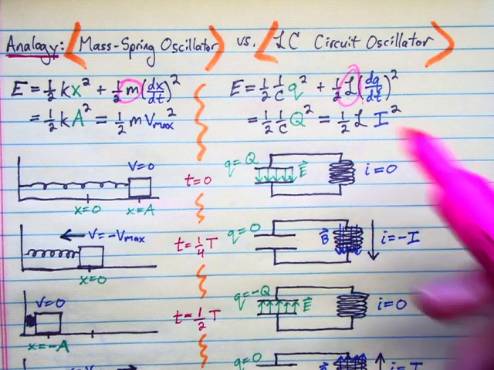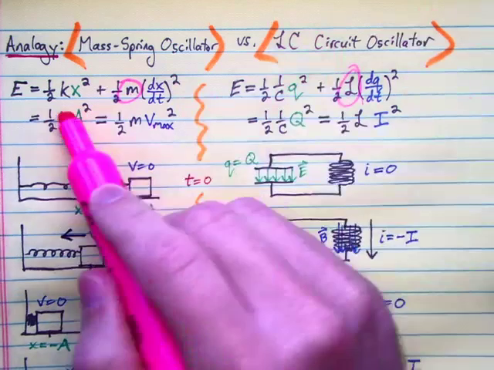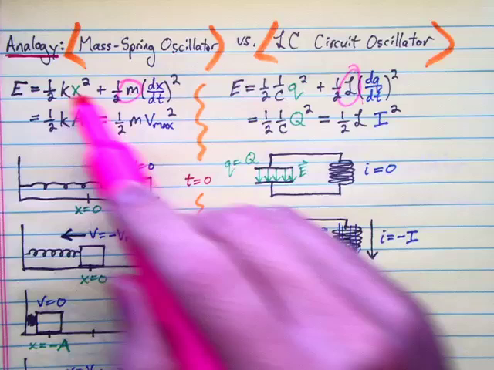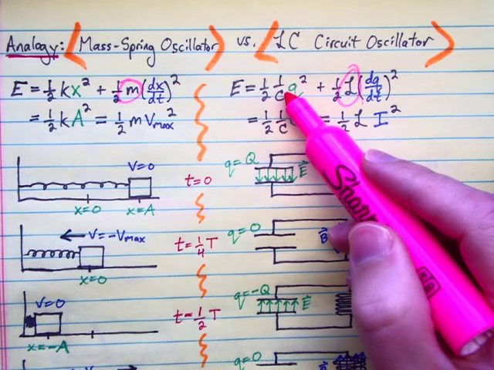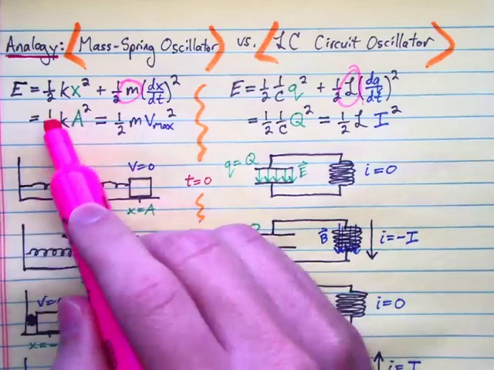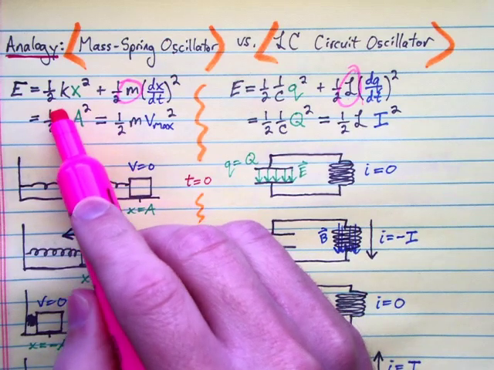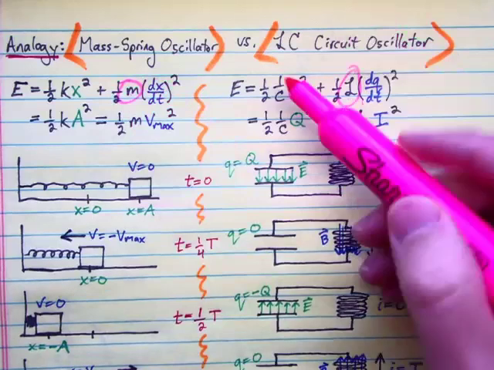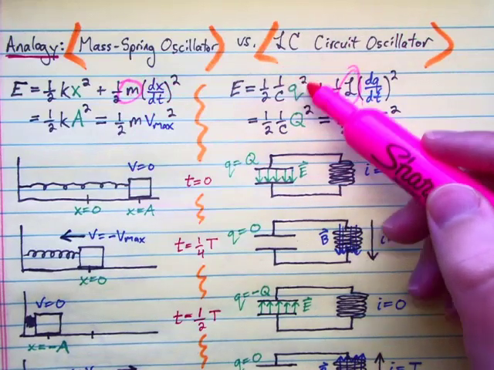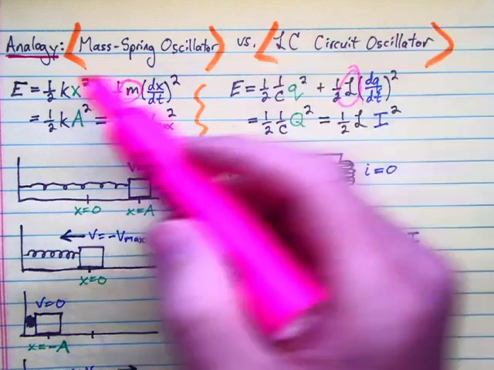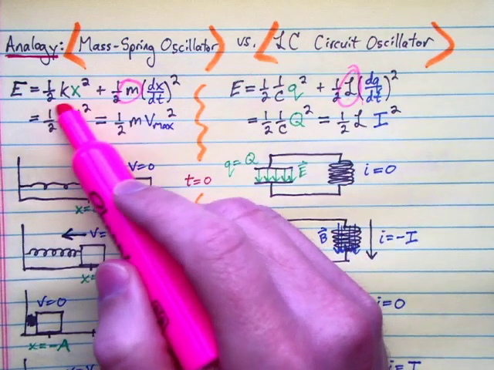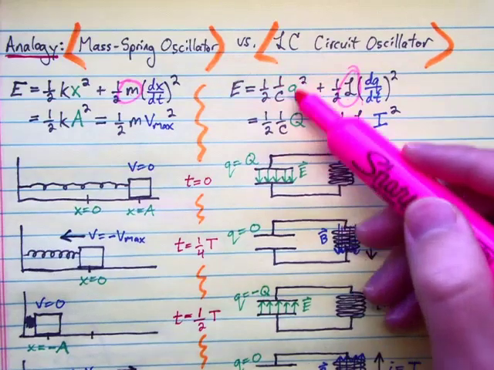And our other coefficient. Here, the spring constant K is analogous to 1 over the capacitance. So we see here that a system with a stiff spring, a large K, would be analogous to a system with a low capacitance, and vice versa. A soft or loose spring with a small K would be analogous to a system with a high capacitance.